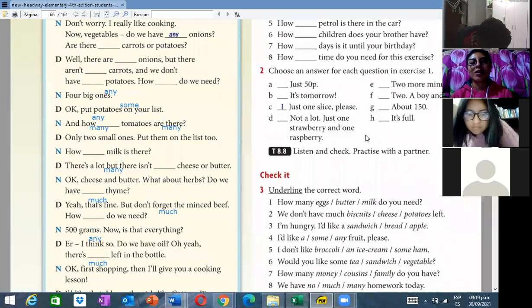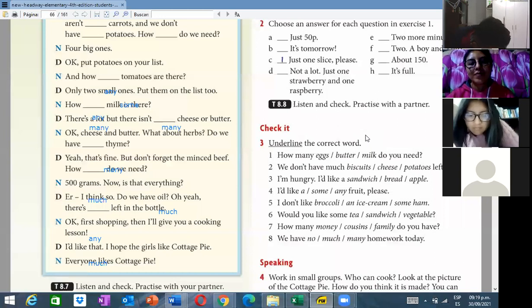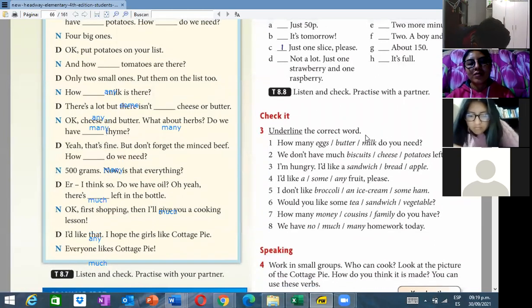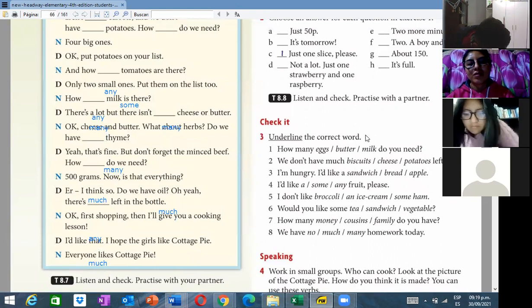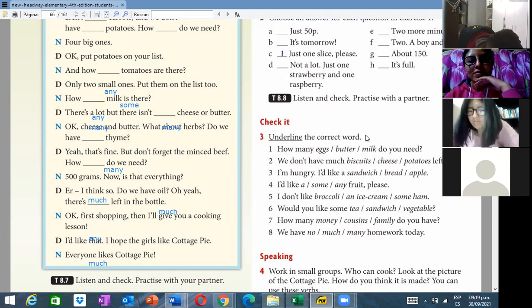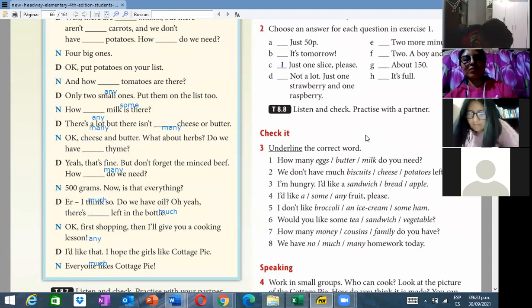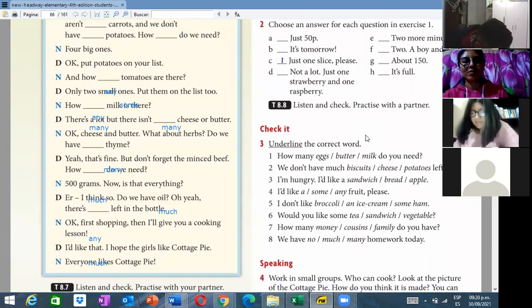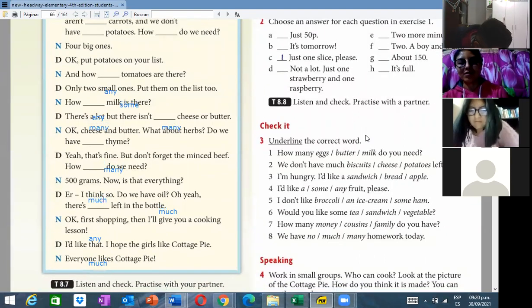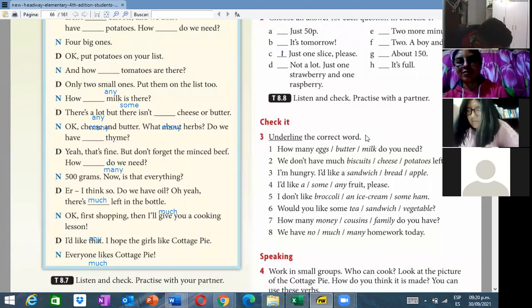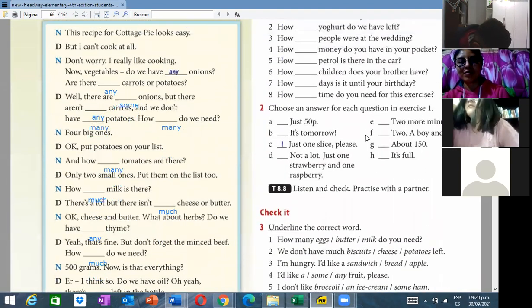Come on. Thanks. I think so. Do we have oil? Oh yeah, there's some left in the bottle. Bottle? Yes. Bottle. Okay, first shopping, then I'll give you a cooking lesson. I'd like that. I hope the girls like cottage pie. Everyone likes cottage pie.